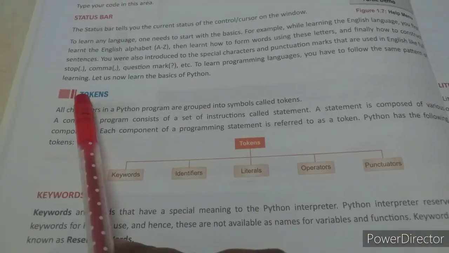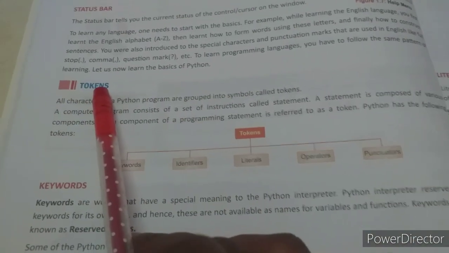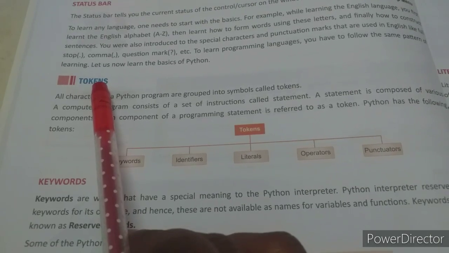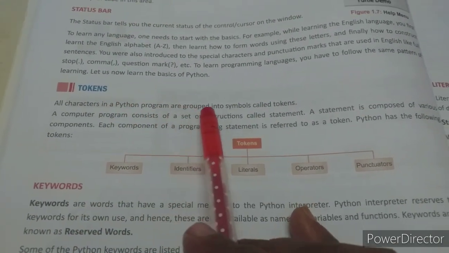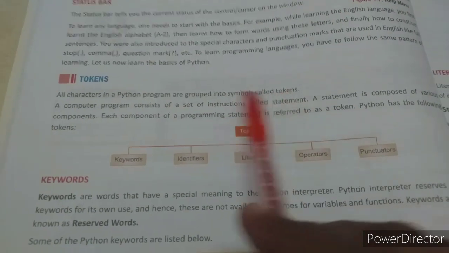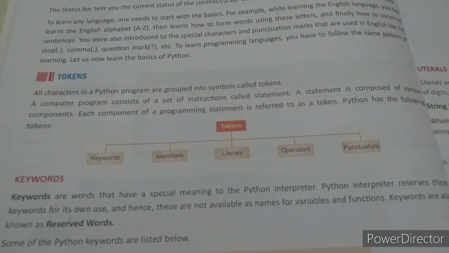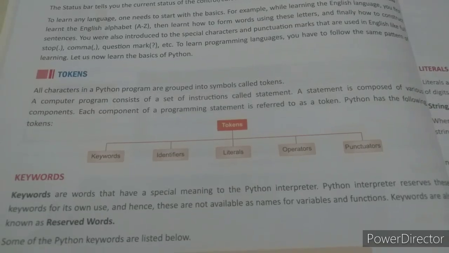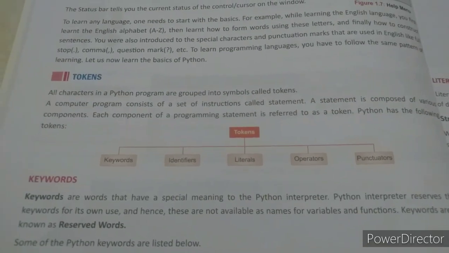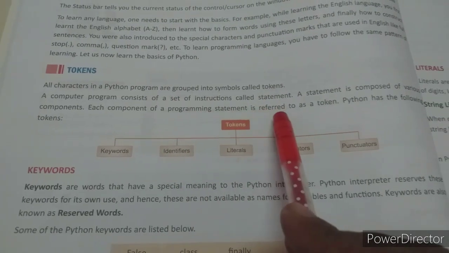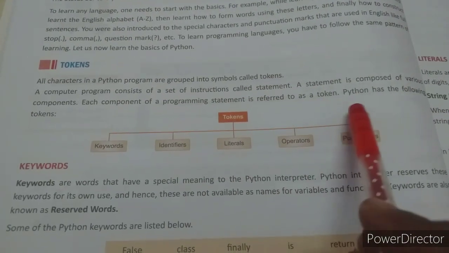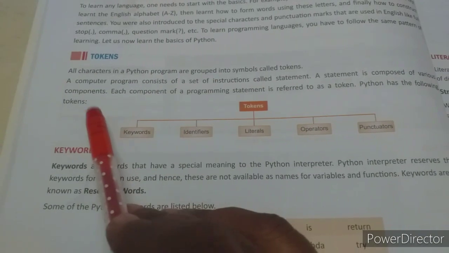The first topic is about tokens. Simply, the components in a Python program are grouped into symbols called tokens. A computer program consists of a set of instructions called statements. A statement is composed of various components. Each component of a programming statement is referred to as a token. Python has the following tokens.